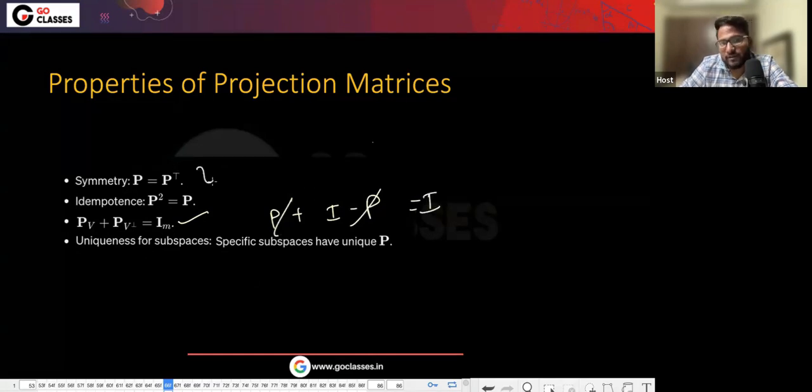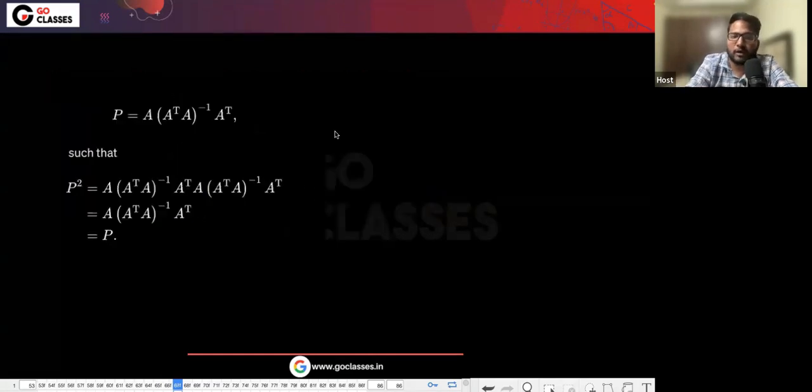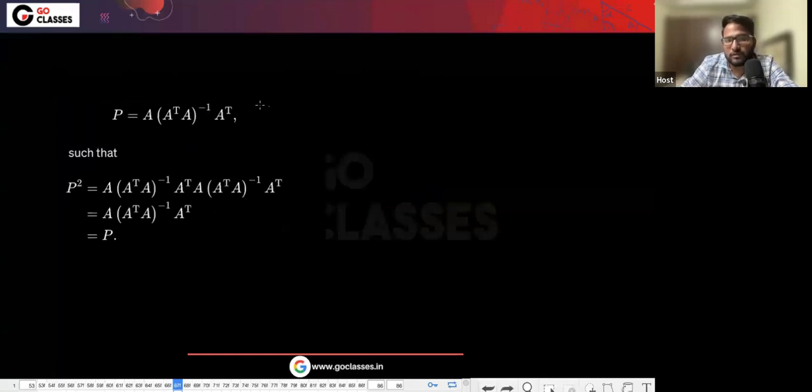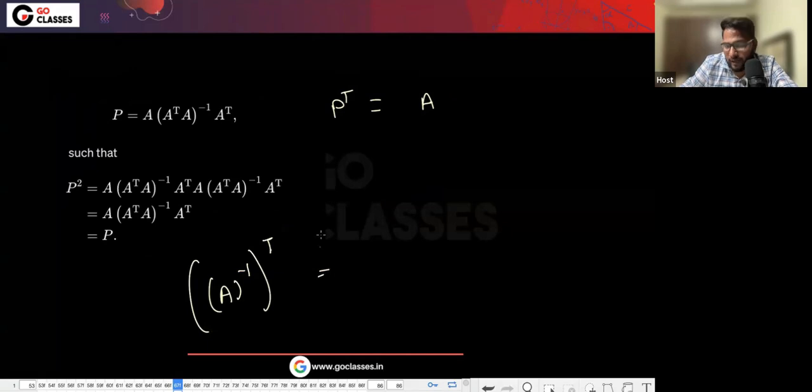You can easily verify the other properties also by the formula. For example, if this is the formula, you take the transpose of this, and you will get the same thing. As you might know, the transpose of A inverse you can commute, which means this is the same as A transpose inverse.